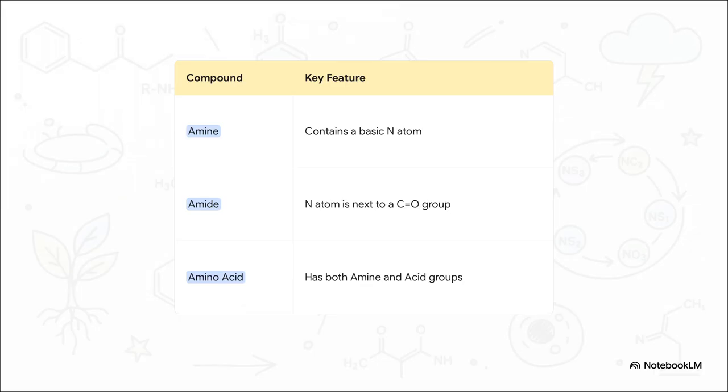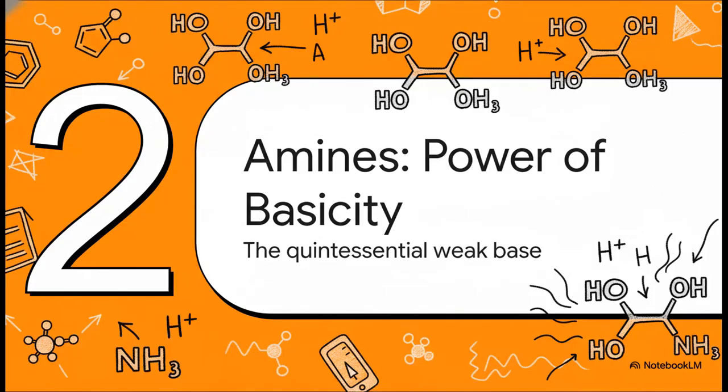So you've got the amine, which is the simplest of the bunch, just a basic nitrogen atom. But then look at the amide. See how that nitrogen is right next to a carbonyl group? You know, that carbon double bonded to an oxygen? That one little change completely flips its personality. And finally, you have the amino acid, which is this cool hybrid molecule that has both an amine group and an acidic group. So let's zoom in on our first family member, the amine.